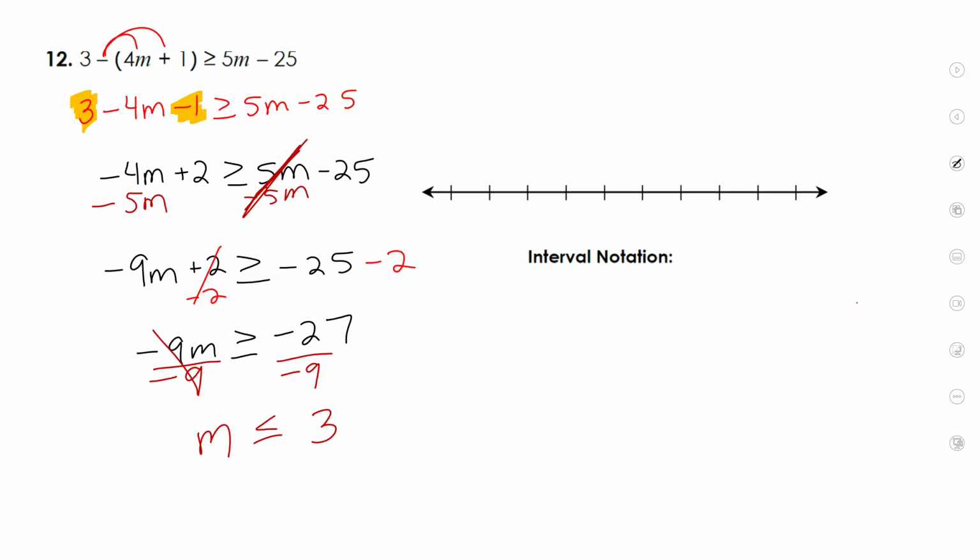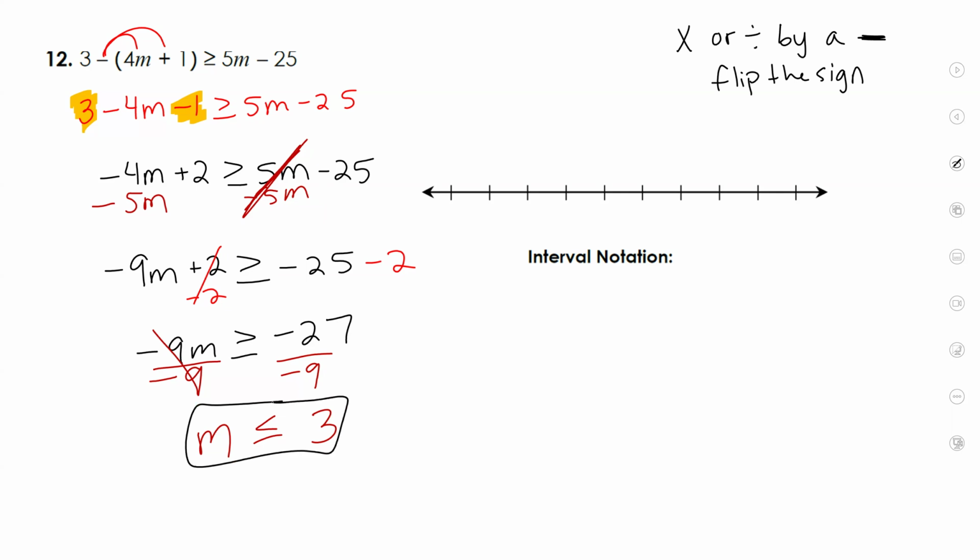Okay, so write this on the side of your paper. When you multiply or divide by a negative, flip the sign. The sign must flip. So we had a greater than symbol, but now we have a less than or equal to symbol. Okay, so guys, let's go ahead and graph this inequality. At 3, you're going to have a closed circle, and it says less than or equal to 3. So I'm going to face that way.